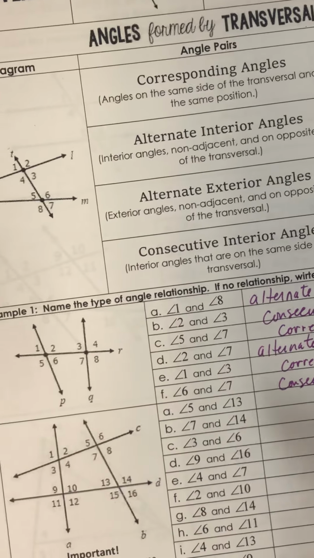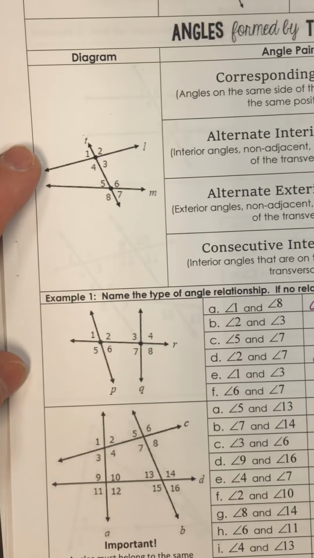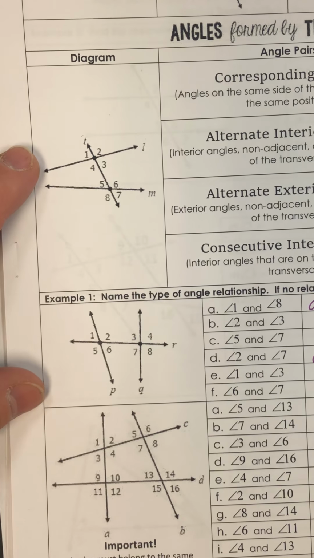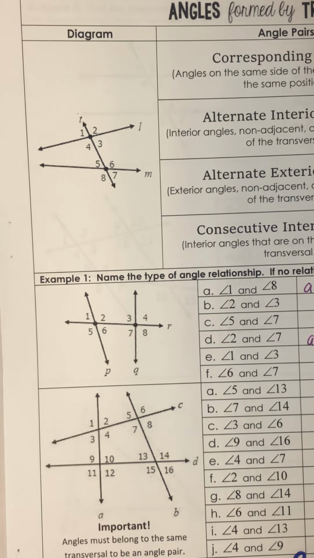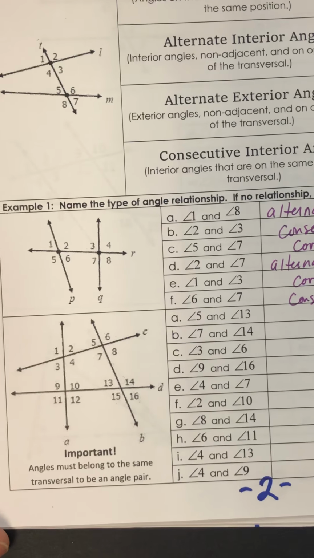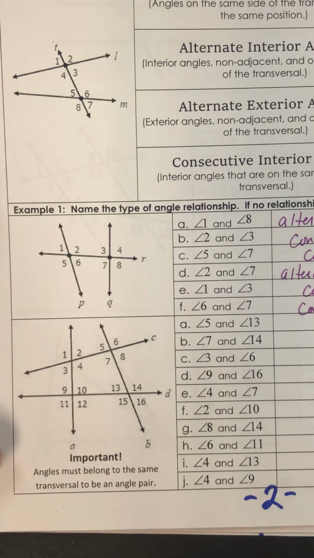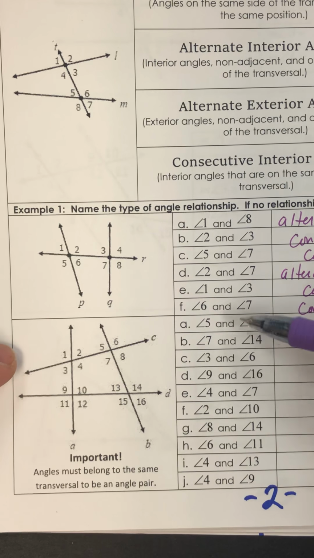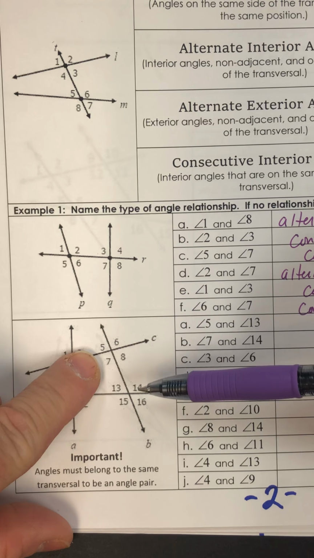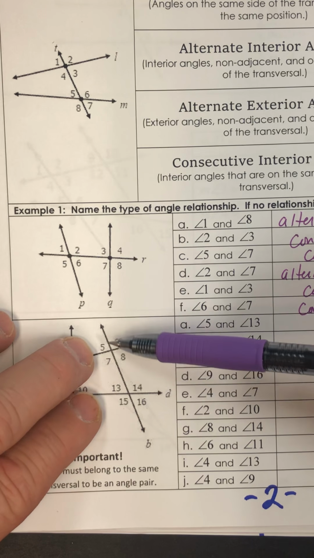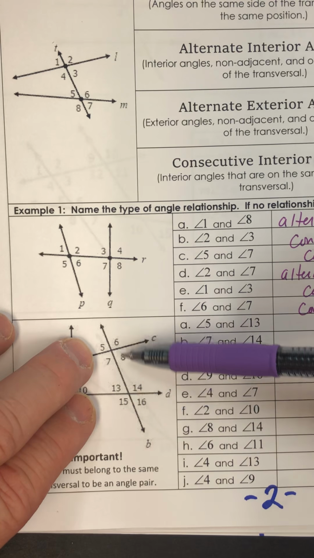All right, next one. Now we have two sets here. So this one's a little different. Just set up a little differently. It's not really different. There's just more going on. So looking here, let's look at 5 and 13. So 5 and 13, those two, here would be the transversal.